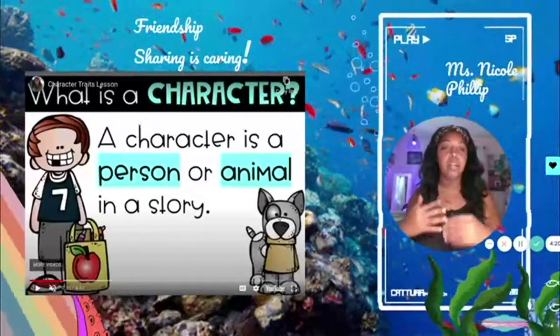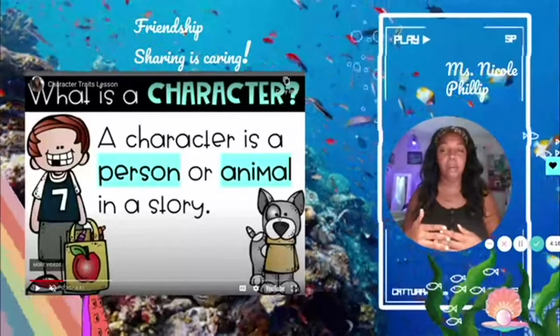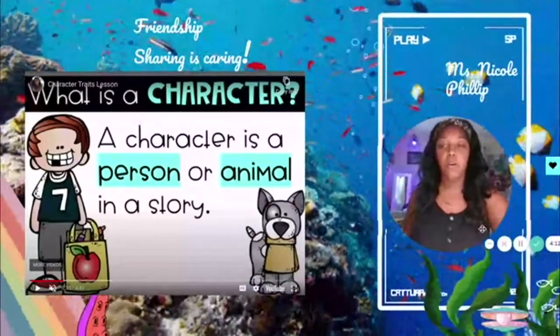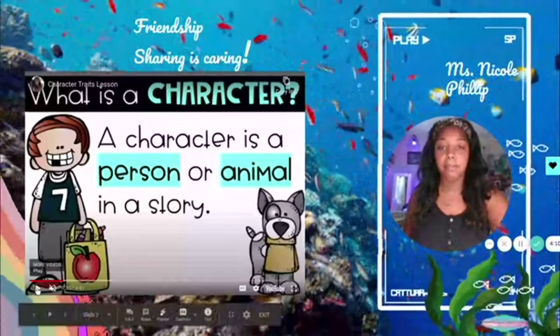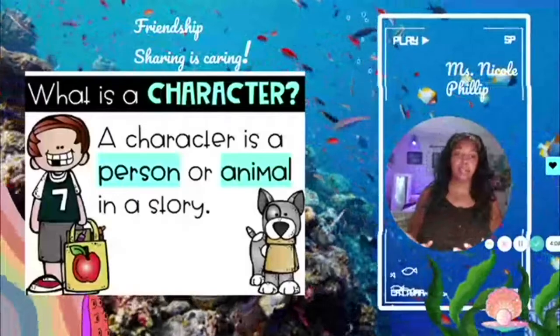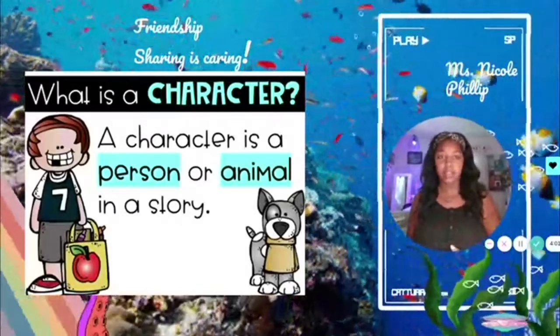Last week we learned all about context clues, and this week we're going to take that and learn all about character traits. After reading The Rainbow Fish, we learned about a new character. A character is a person or an animal in a story. Now, Rainbow Fish exuded specific character traits that we also would like to see in some of our friends.